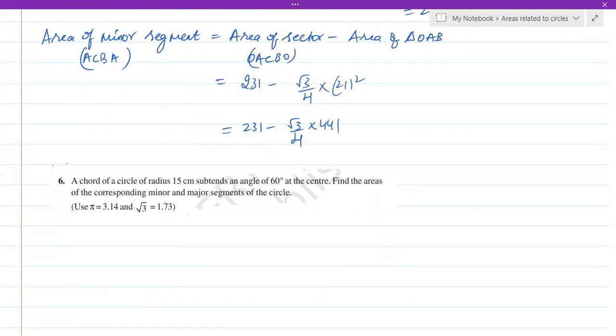Here we cannot subtract it because 231 is a rational number. Root 3 by 4 into 441 is an irrational number. So let's stop it here itself. So many centimeter square is the area of the segment.